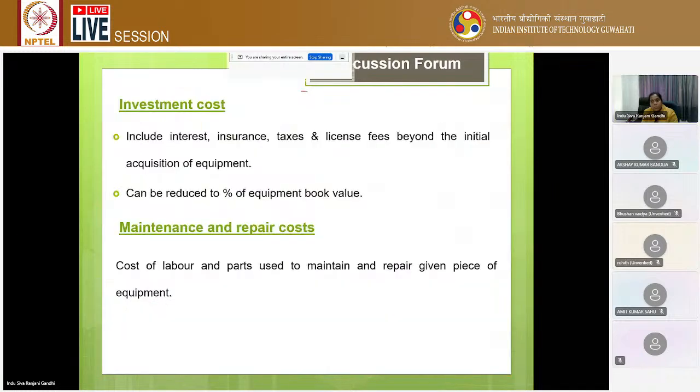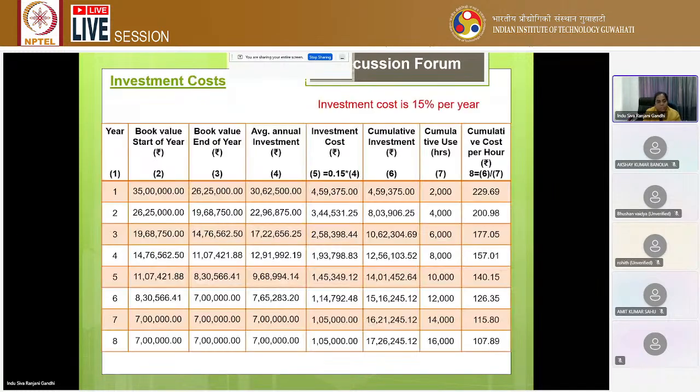Then we calculate the investment cost. Investment cost is calculated as a percentage of the average value of the machine. You can calculate the average value based upon the book value at the beginning of the year and the book value at the end of the year. So for this average value, you can calculate the investment cost. Then you can calculate your cumulative cost per hour as usual.